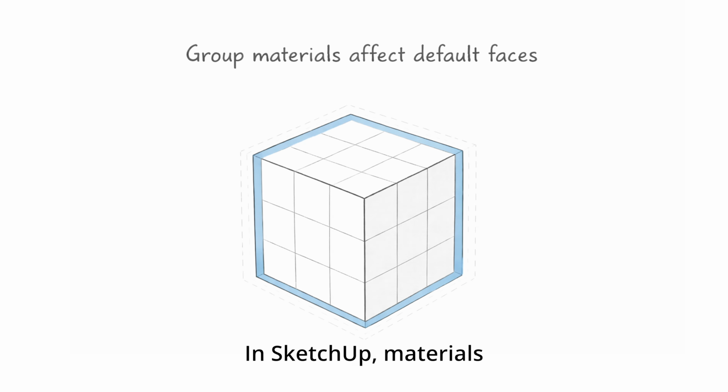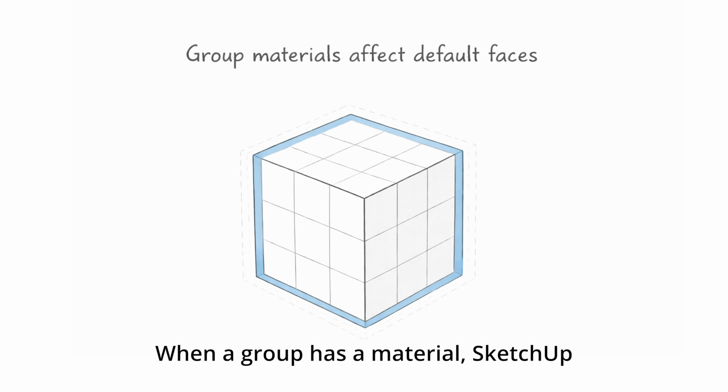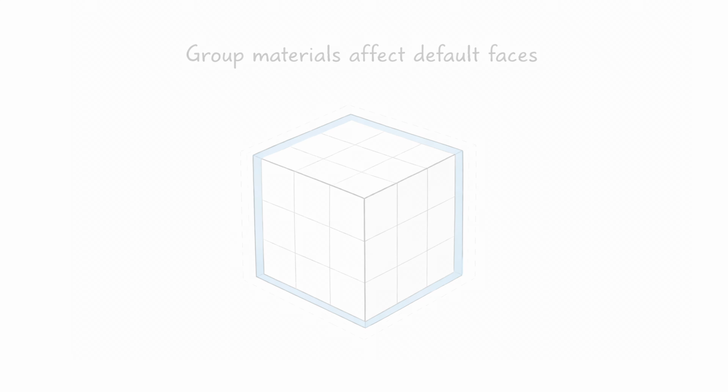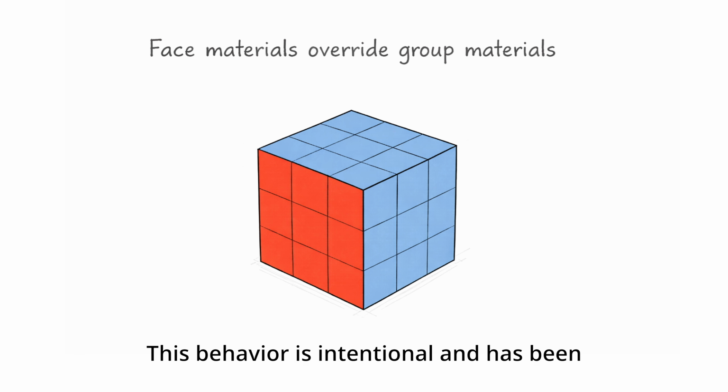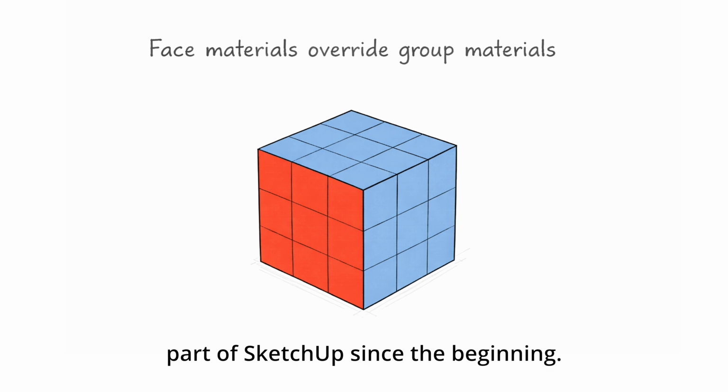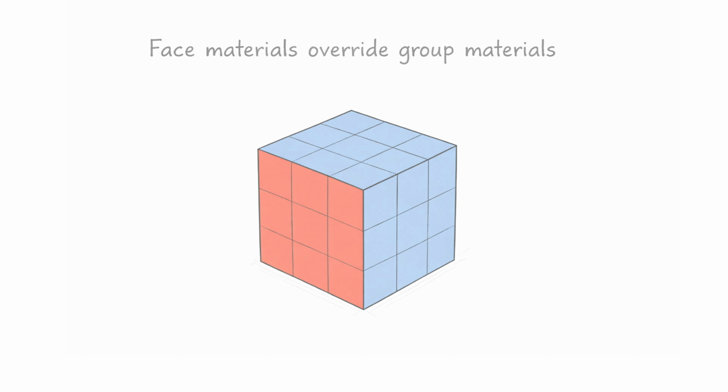In SketchUp, materials don't only live on faces. Groups and components can also hold materials. When a group has a material, SketchUp applies that material to any face that is still set to the default material. If a face has its own material, it always overrides the group material. This behavior is intentional and has been part of SketchUp since the beginning.